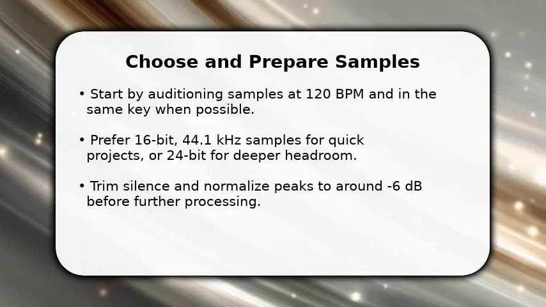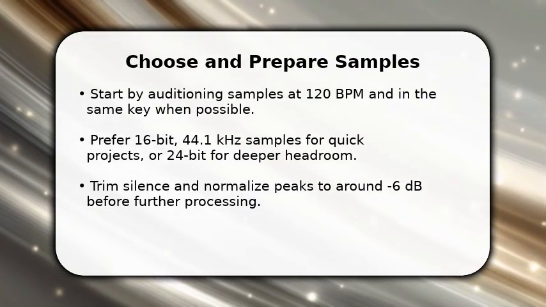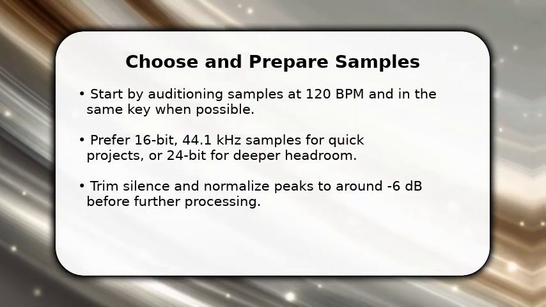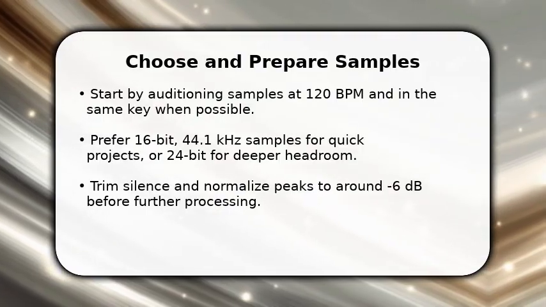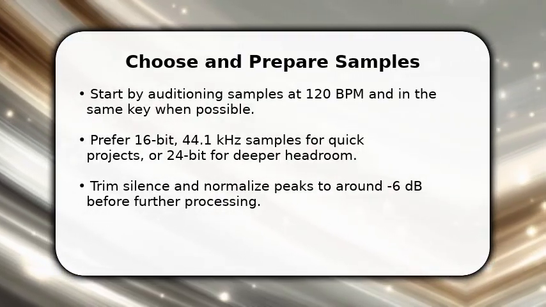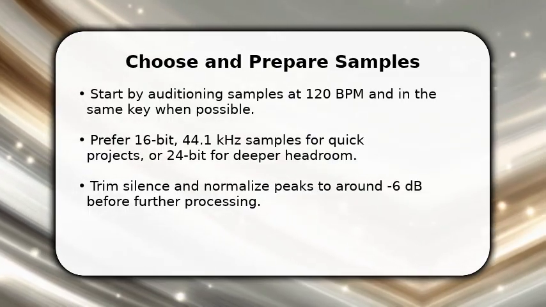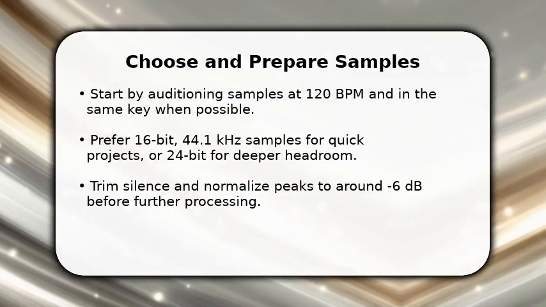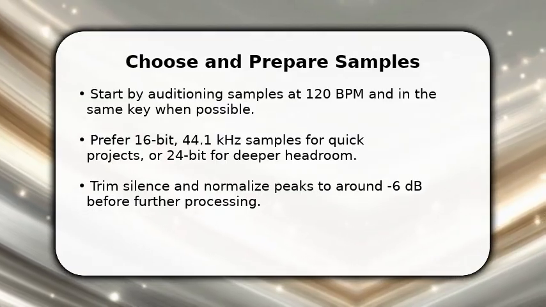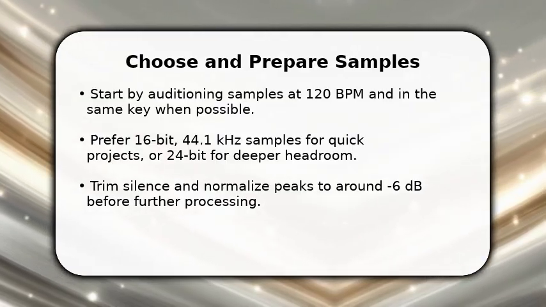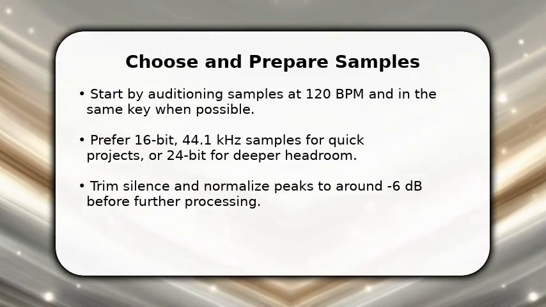Begin by auditioning and organizing your drum samples at the project tempo, usually 120 BPM, and group kicks, snares, hats, and percussion into folders. Prefer 16-bit, 44.1 kHz files for quick work, or 24-bit for more headroom and editing latitude. Trim leading and trailing silence, set start points precisely, and normalize peaks to around -6 dB to keep headroom for mixing. Rename files with clear labels like kick 800-801, and use tags for character, velocity, and source to speed workflow.